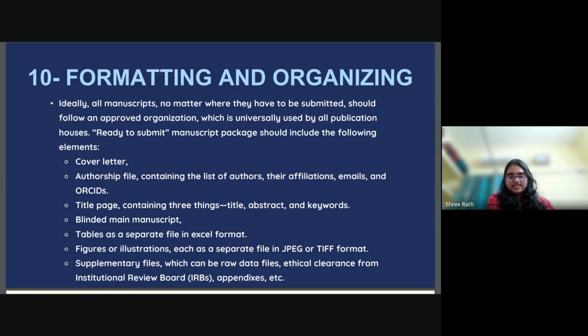The tables should be in a separate file, usually a Word file. Then the figures should be in high quality format, in JPG or TIFF format. And the supplementary files. Suppose it's a systematic review or meta-analysis, your supplementary file would ideally be the search strategy that you followed and the quality assessment results. If it's an original study, maybe the raw data that you got from the patients, or the ethical clearance, or any form of appendix for that matter. If there is any result that you want to keep in supplementary files, then you can do that.